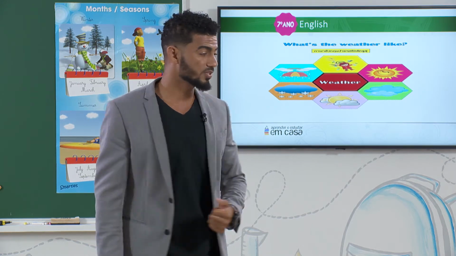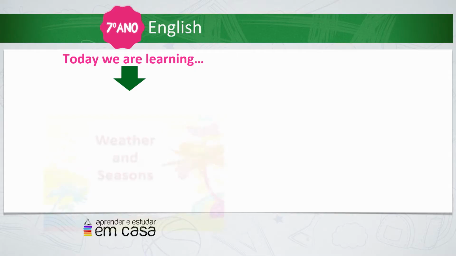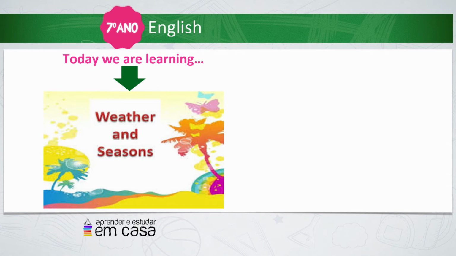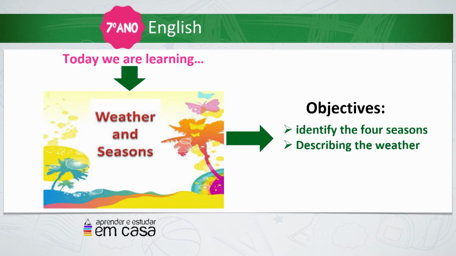Good. Today we are learning about weather and seasons. More precisely, we are going to identify the 4 seasons that we have, and also we are going to describe the weather.